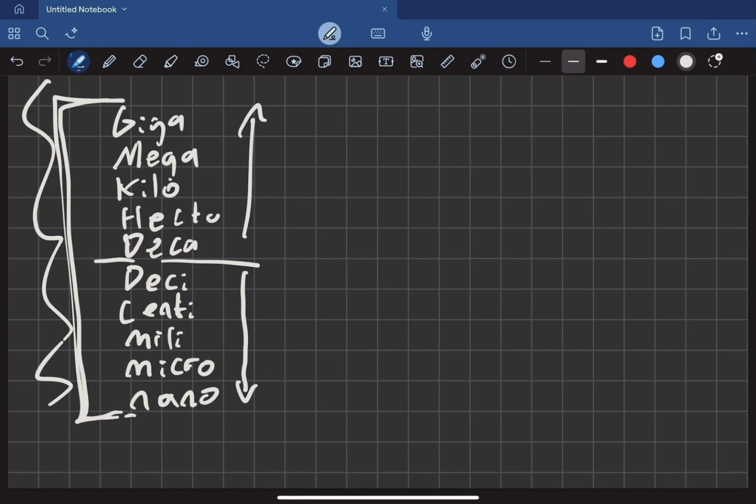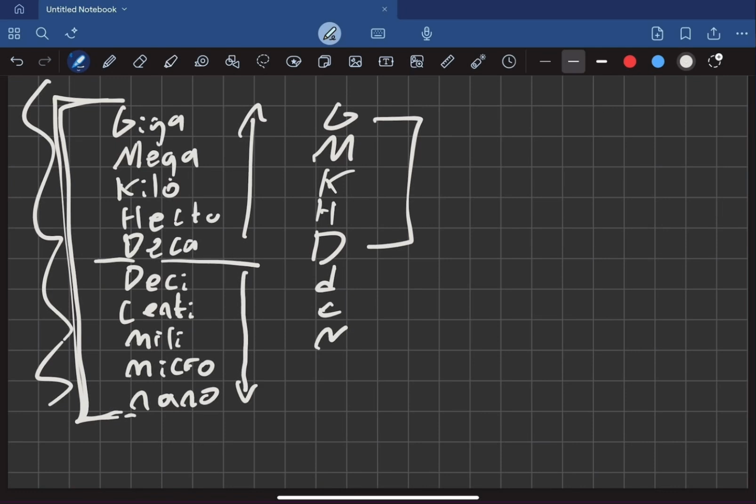So this is going to be D. Sorry, I messed up already. This will be D. This will be H. This will be K. This will be M. And this will be G, all uppercase. And then going down, you'll have lowercase d, c, m for milli. This one, since these are both M's, gets its own symbol. It gets this little weird looking u, and then this is n. So these are all lowercase. And then pay special mind to this. Just remember, this is micro. This is milli.